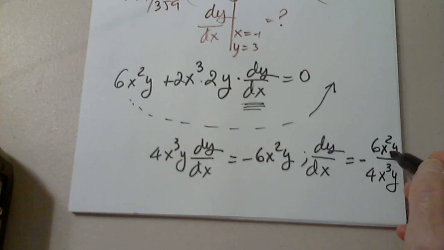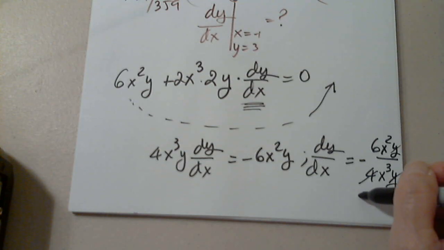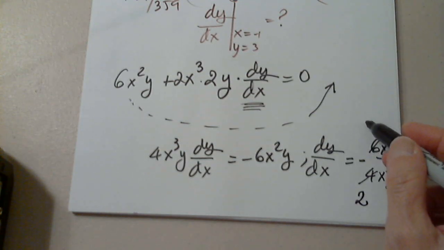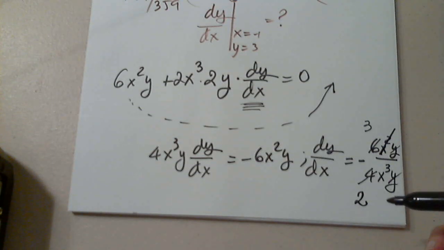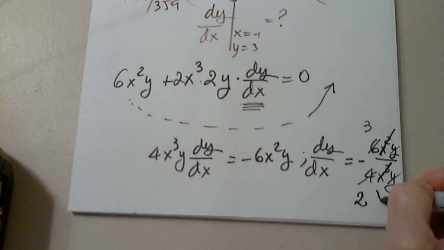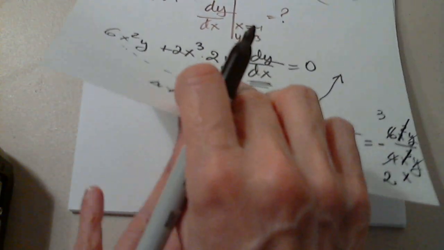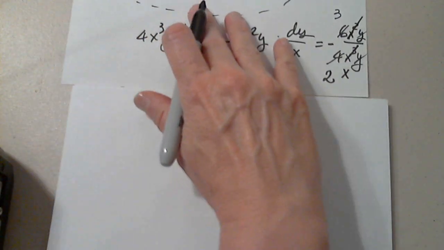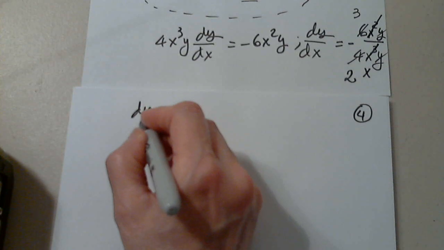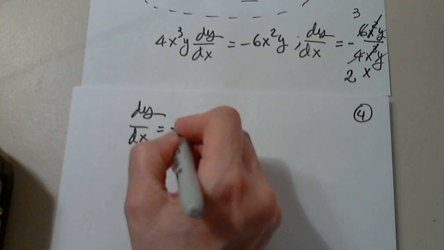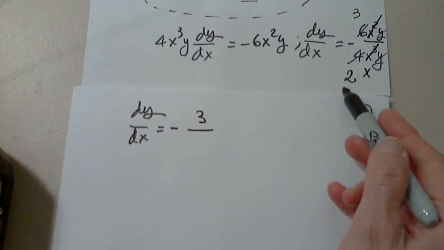So I'll simplify the y with a y. I'll simplify the 4 by 2 and 6 by 2, and I get 3. I'll simplify x to the second power, 2 x's from the top, and 2 x's from the denominator. So the simplified form, it's quite nice, and this is my page 4. So quite nice, dy over dx equals negative 3 over 2x.